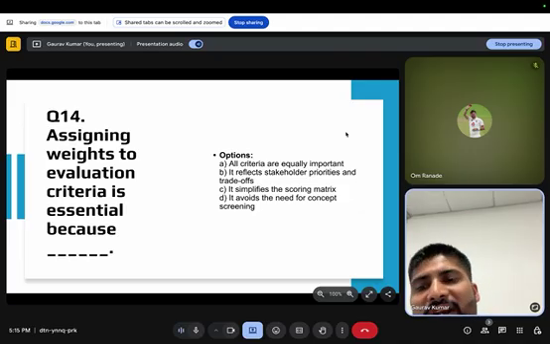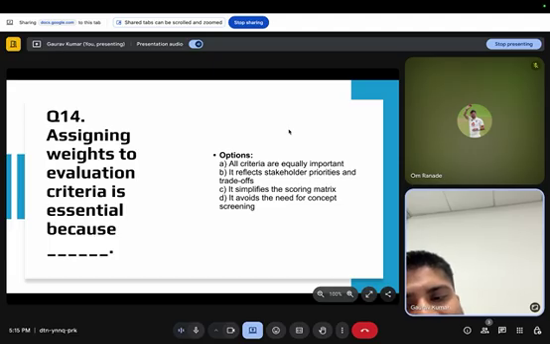It transforms generic evaluations into stakeholder-specific prioritizations. By assigning relative importance values, designers ensure that the scoring outcome aligns with user expectations, organizational goals, and regulatory constraints. For example, in assistive device design, usability and safety often carry higher weight than aesthetics.